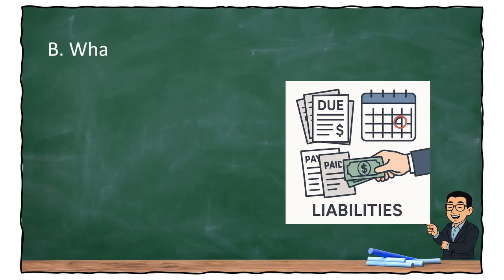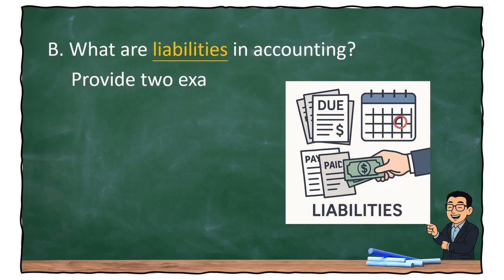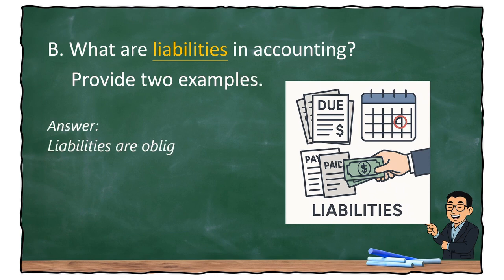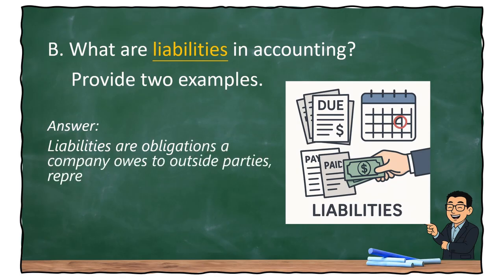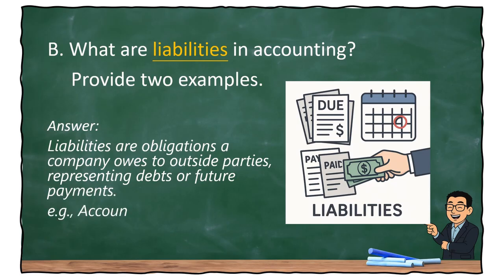Let's look at B. What are liabilities in accounting? Provide 2 examples. Liabilities are obligations a company owes to outside parties, representing debts or future payments. Liability accounts include accounts payable, notes payable, etc.